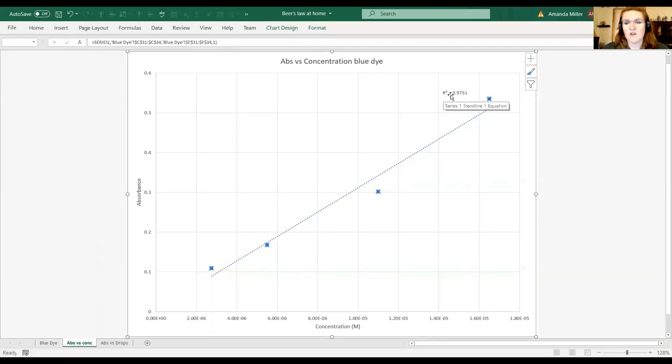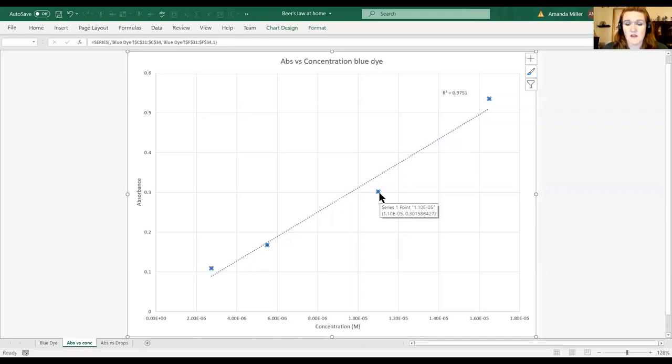I look at this R squared value, the correlation coefficient. The closer to one this is, the better off your experiment is. So if I'm not close to one, 0.975 is pretty far. I'll keep working on it, keep refining my procedure, and keep taking measurements until I can get a nice linear curve.